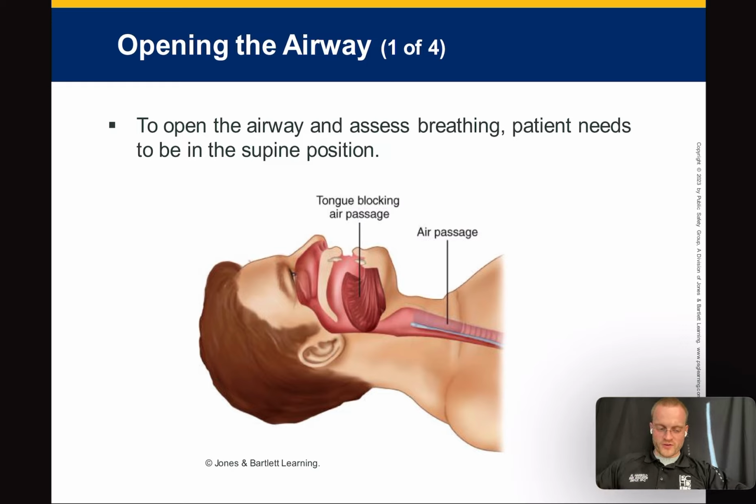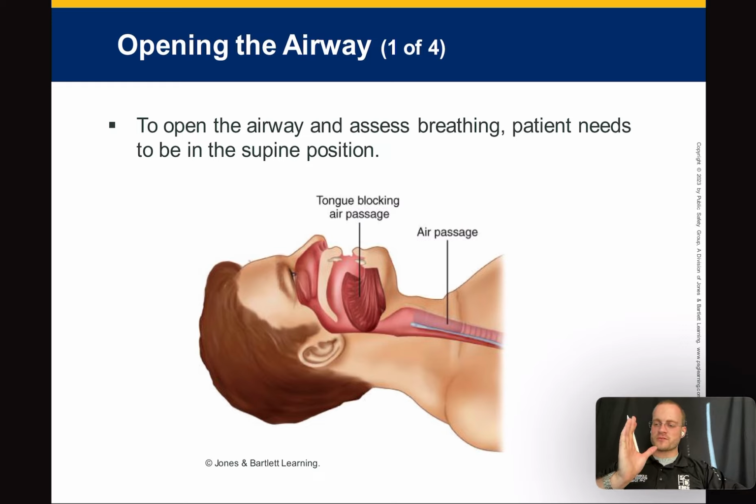So to open the airway and assess patient breathing, the patient needs to be in the supine position. If they're unconscious, they need to be in the supine position, or at least in semi-Fowler's, right? Kind of somewhat sitting up, or Fowler's, completely sitting up. And just be aware that supine is laying on your back, prone is laying on your stomach.